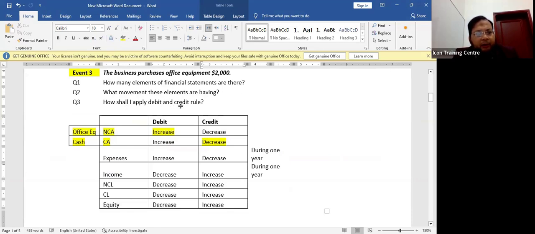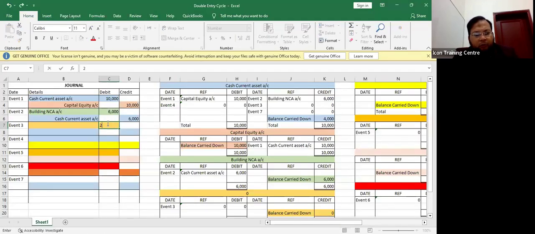How shall I apply the debit credit rule? The office equipment is increasing, so it will be debited. Cash is decreasing, so it will be credited. Now let's put it in the journal and ledger. So we have amount 2,000. Here we put office equipment, non-current asset account. This is our non-current asset. At the same time, put 2,000 here.